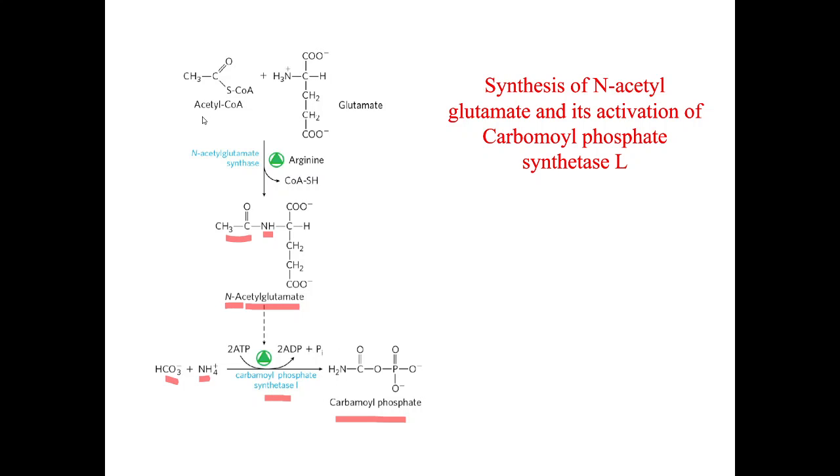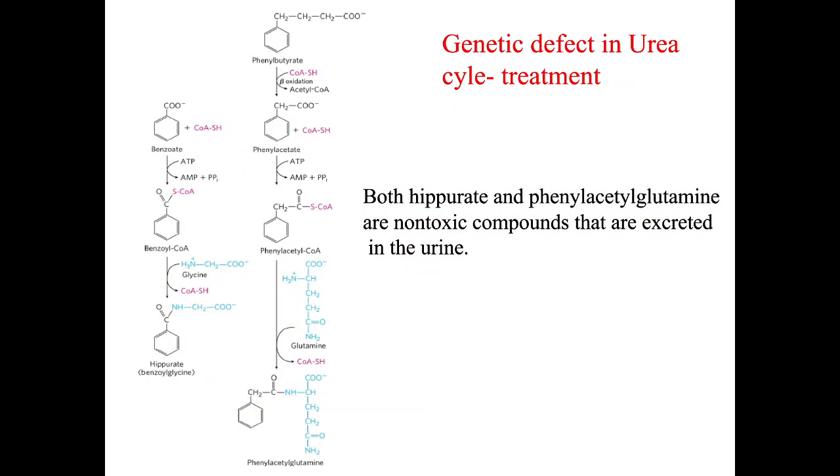So how is it formed? Acetyl CoA combines with glutamate. In N-acetyl glutamate synthesis, the CoA gets removed and we get N-acetyl glutamate. It acts as an activator, so this reaction gets activated. So this is the activation of carbamoyl phosphate synthetase 1 by the N-acetyl glutamate molecule.